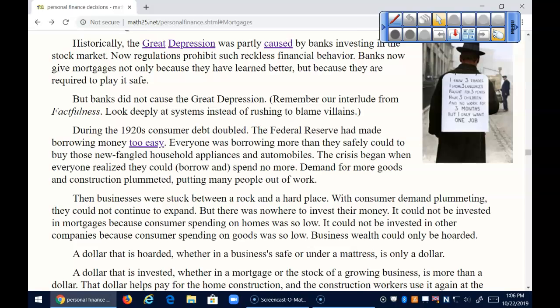What happened? During the 1920s, consumer debt doubled. Borrowing money was too easy. We could buy household appliances and automobiles and all these cool newfangled things. And everyone realized they couldn't borrow and spend anymore. And so the demand for more goods and construction plummeted. People weren't buying more cars or houses or things like that. And when the demand for all those new things plummeted, then you couldn't pay people to go to work to make those things because no one would buy them.